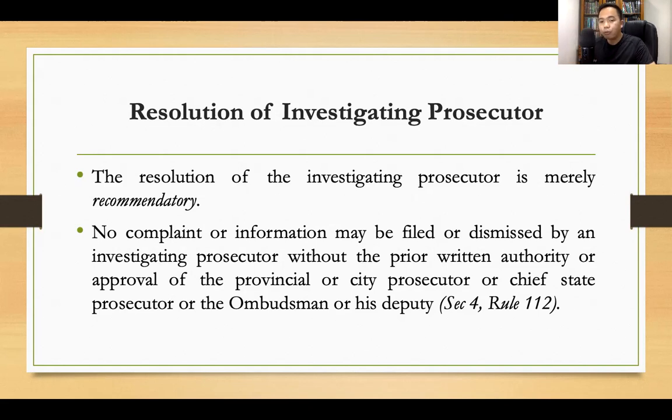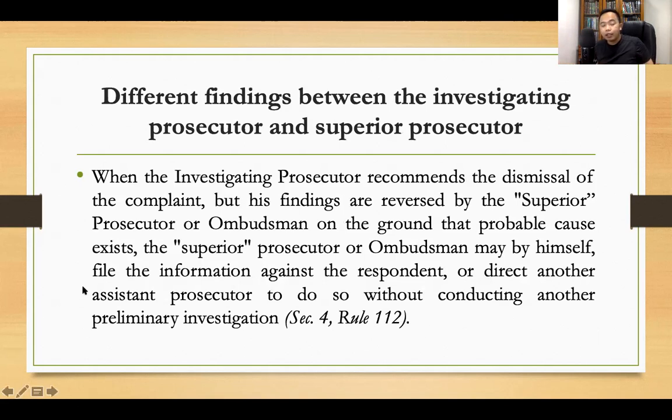So it works both ways. It's either that the resolution prepared by the investigating prosecutor is approved by the provincial or city prosecutor, or if the prosecutor will delegate the authority through a prior written delegation, then the deputy provincial prosecutor or deputy city prosecutor can approve the filing of a resolution or information in court. Okay.